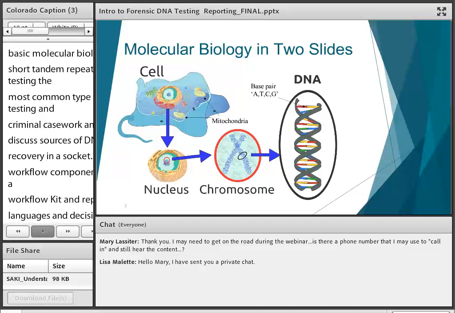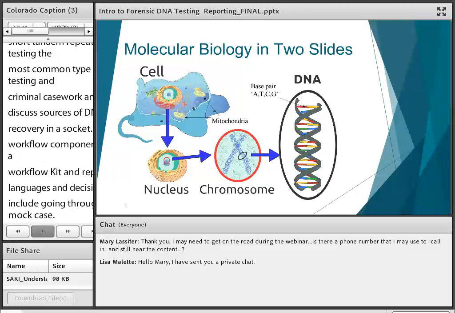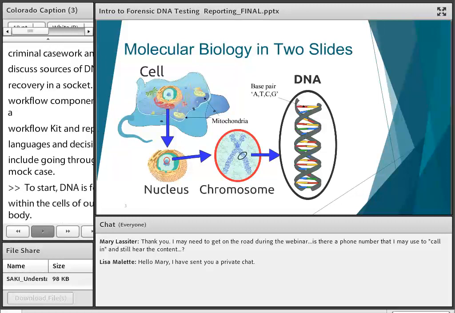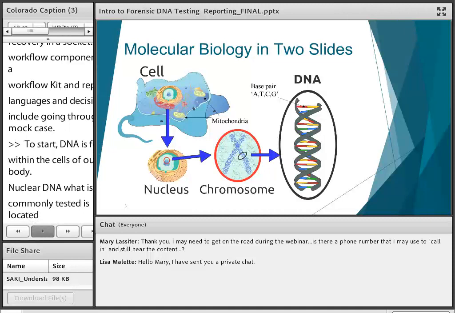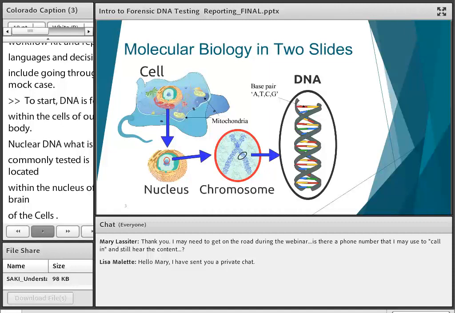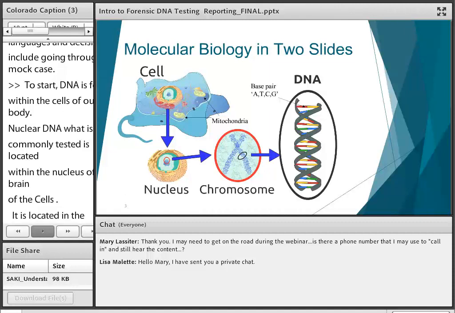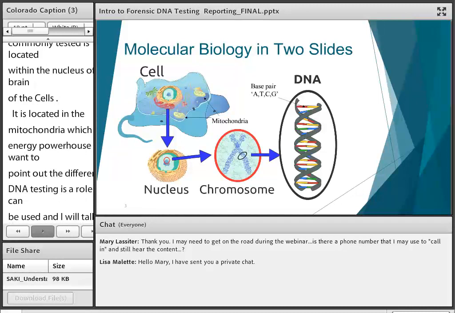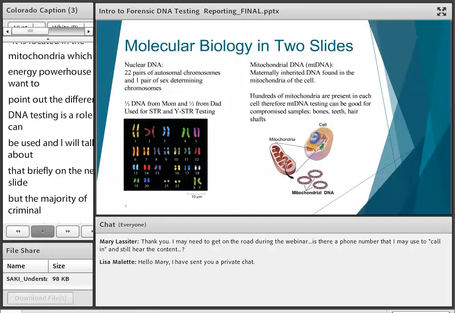So to start, DNA is found within the cells of our body. Nuclear DNA, what is most commonly tested, is located within the nucleus, or the brain, of the cell. Maternally inherited DNA is located in the mitochondria, which is the energy powerhouse. I just want to point out these differences, as mitochondrial DNA testing is a tool that can be used, and I'll talk about that briefly on the next slide, but the majority of criminal casework takes place in the nuclear DNA, which is packed tightly into chromosomes, where the testing is occurring.